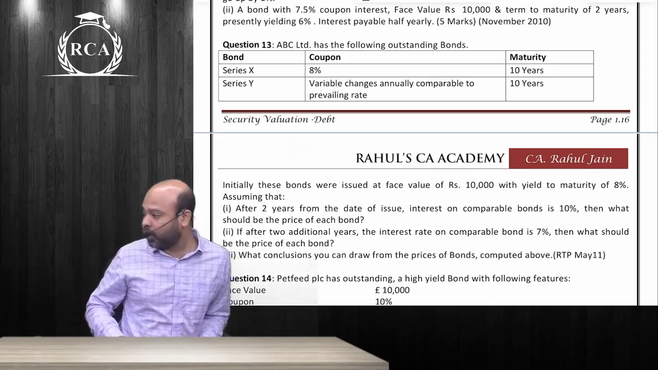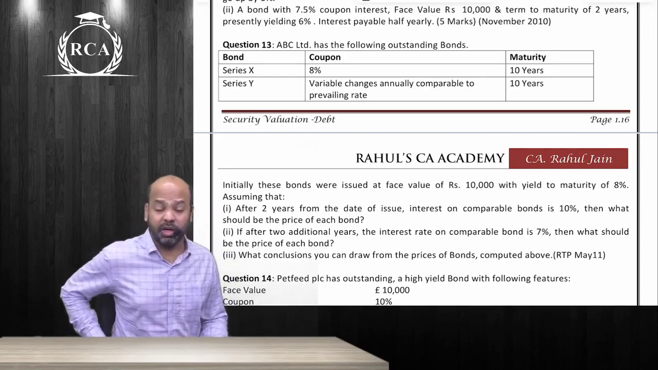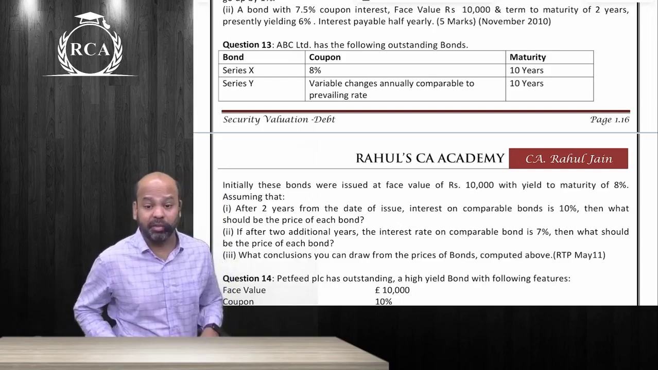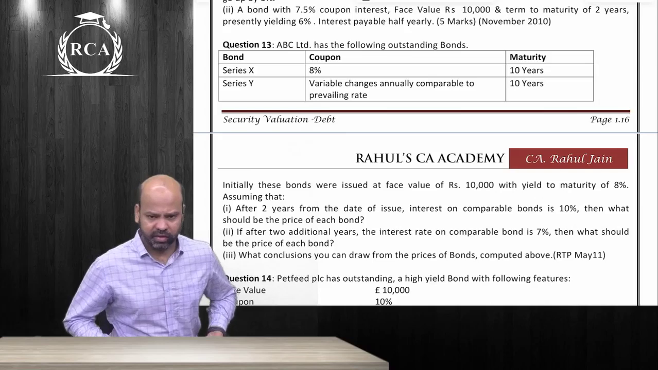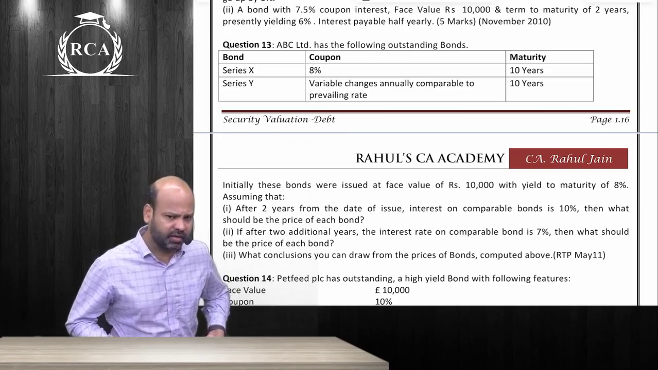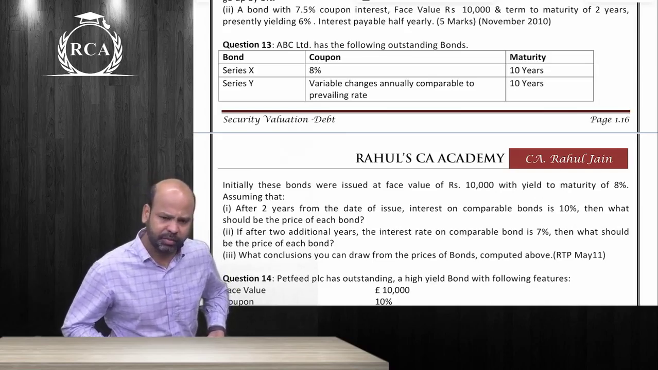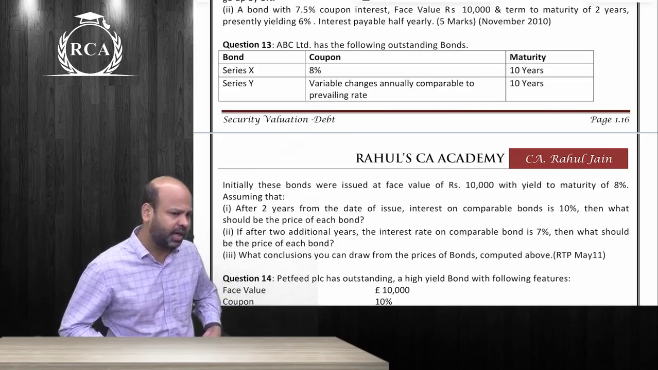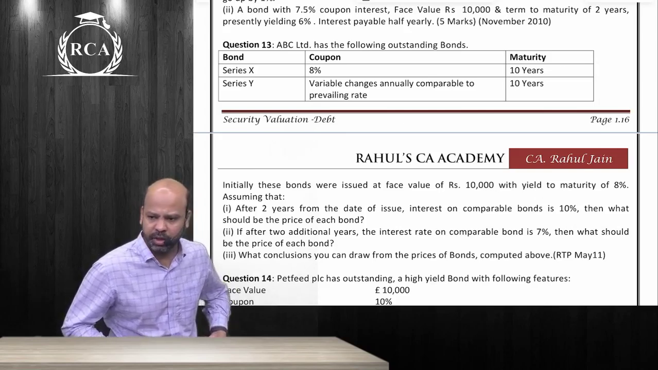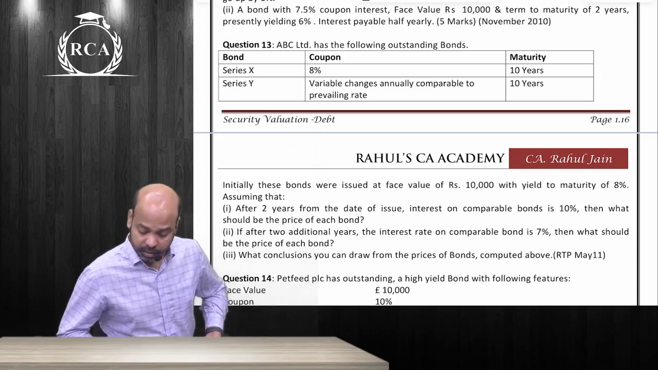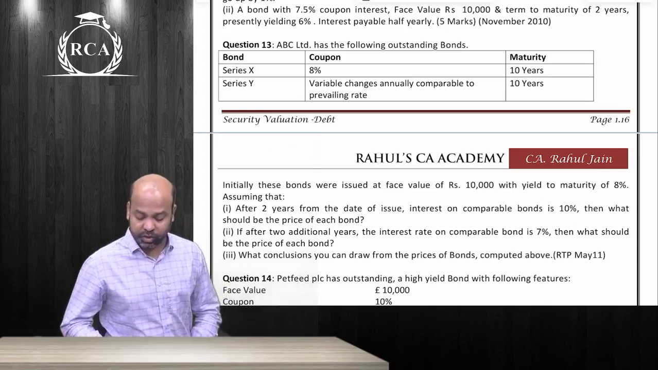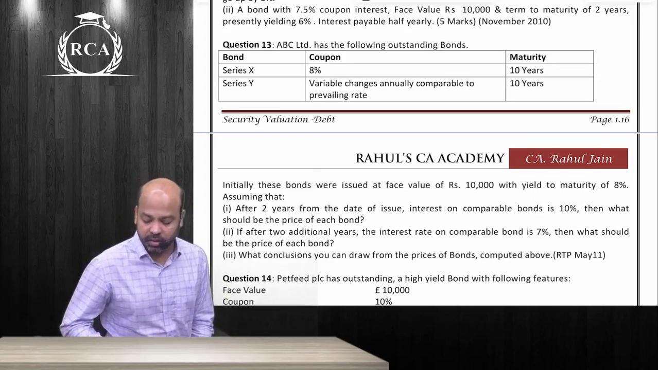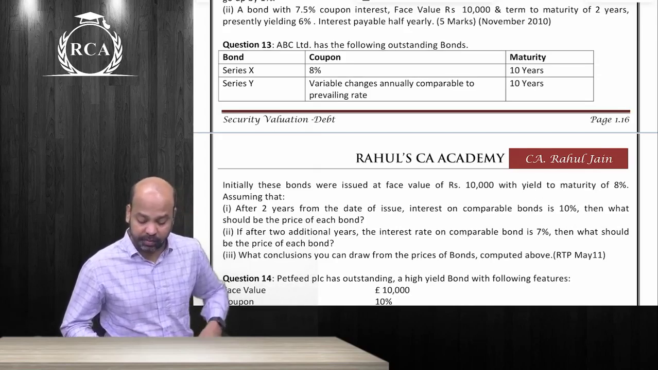The amount of interest that you're going to generate on that does not remain fixed. It will depend on the prevailing interest rates. If the prevailing interest rate is 10%, you will get a coupon of 10%. If the prevailing interest rate is 9%, you will get a coupon of 9%, and so on. Are we clear? Initially, these bonds were issued at face value of 10,000 with yield to maturity of 8%.